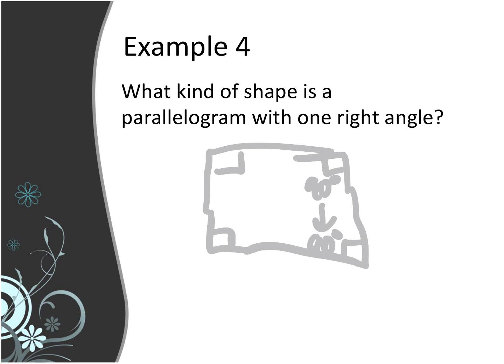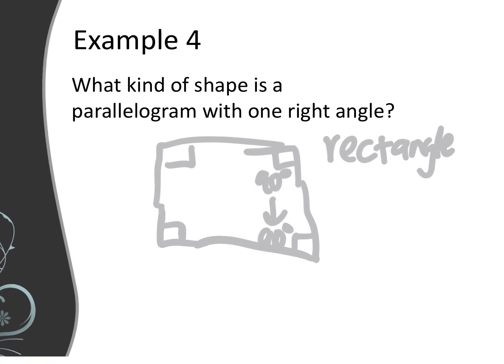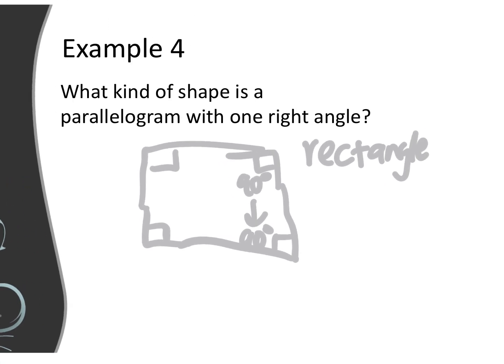It's not a square. It's a rectangle. Why does it have to be a rectangle? It could be a square though, right? But does it have to be a square? No, because parallelograms only need opposite sides to be congruent, not all of them, okay? Yeah, it probably should say at least one, right?